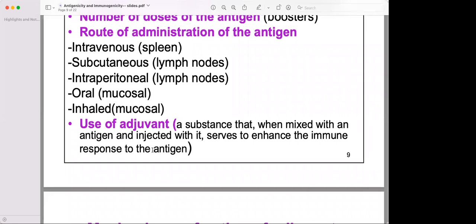And I've shown you how it serves to enhance the immune response. One, antibodies would be formed towards this adjuvant; antibodies would be formed towards the antigen; and antibodies would be formed towards the conjugate between the adjuvant and the antigen together. This I've shown you in the cartoon diagram in the previous slide.